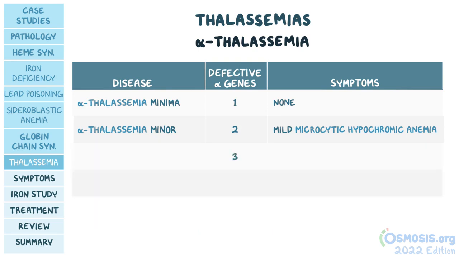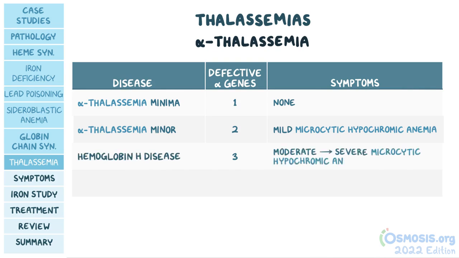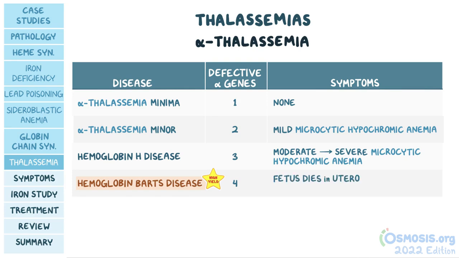If 3 alpha genes are defective, it is hemoglobin H disease, or HbH, with moderate to severe microcytic hypochromic anemia. And if all 4 alpha genes are defective, it's called hemoglobin Bart's disease, or Hb Bart's, and the fetus dies in utero. Peripheral blood smear shows microcytic hypochromic RBCs.